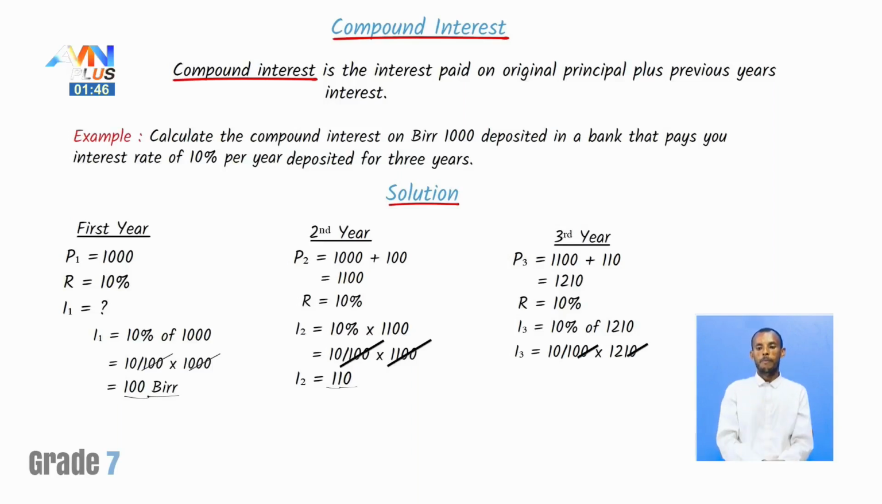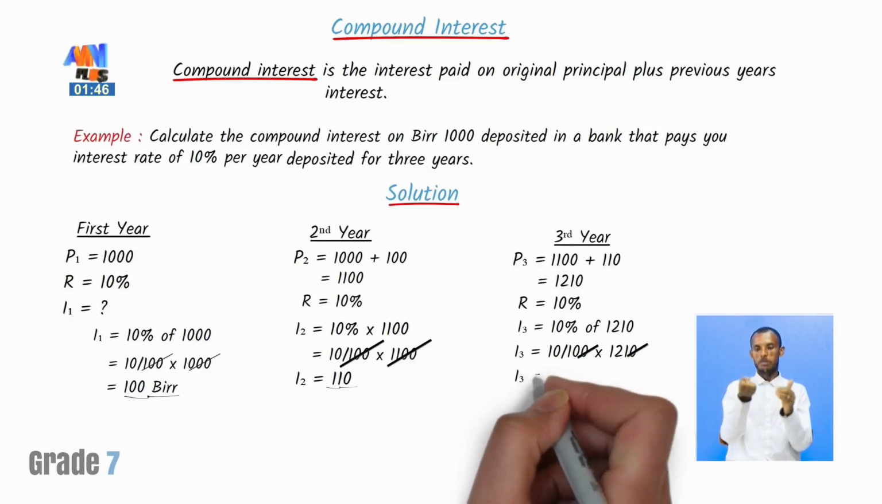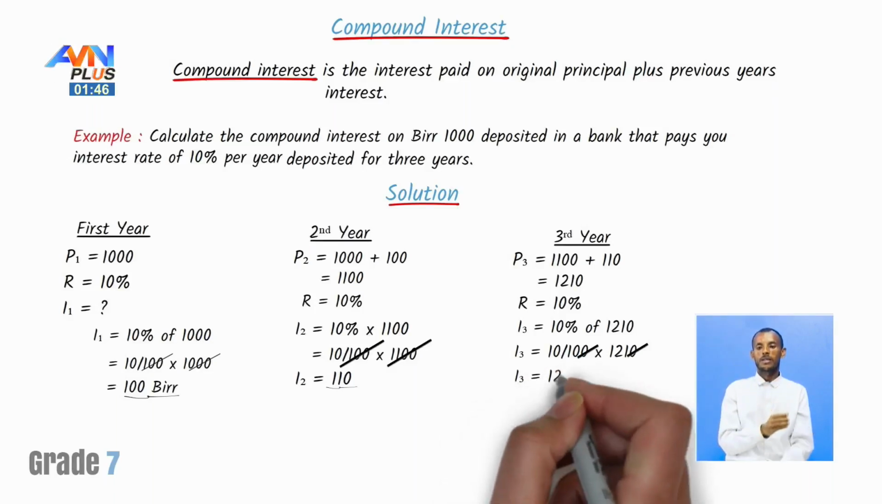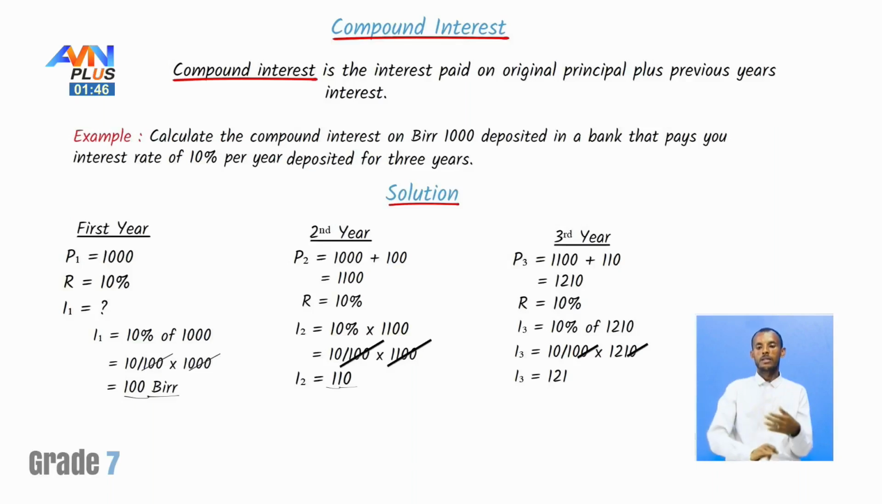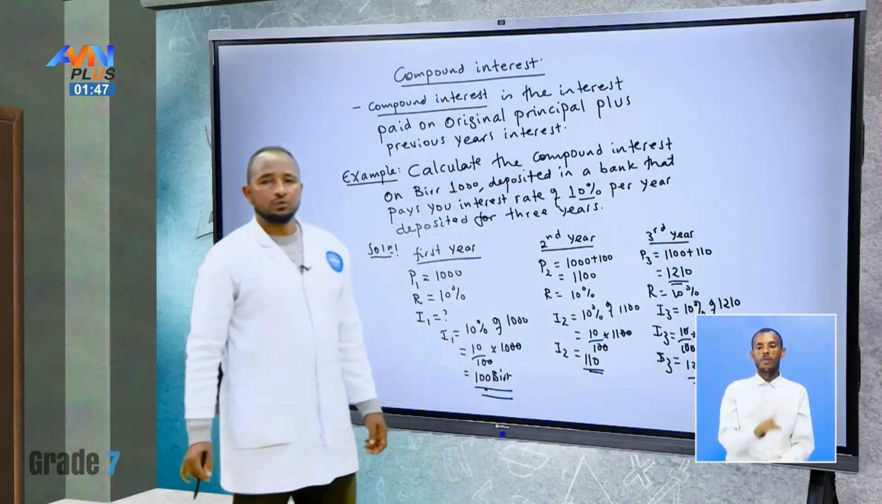The rate is constant, 10%. And I can calculate the third year's interest. It is 10% of 1,210. So I3 will be equal to 10 over 100 times 1,210. I can cancel the zeros, and you have 121. Therefore, the third year's interest will be 121.